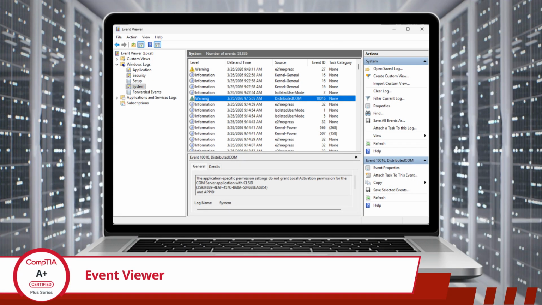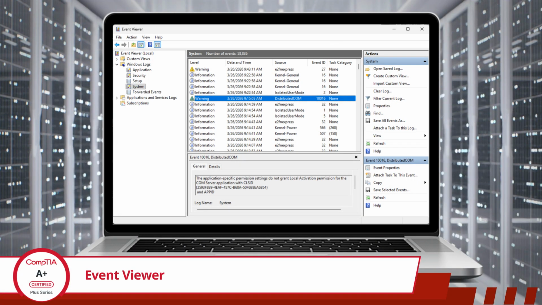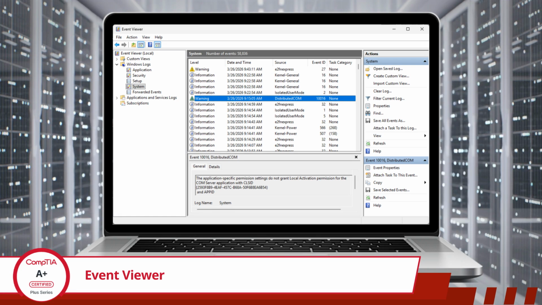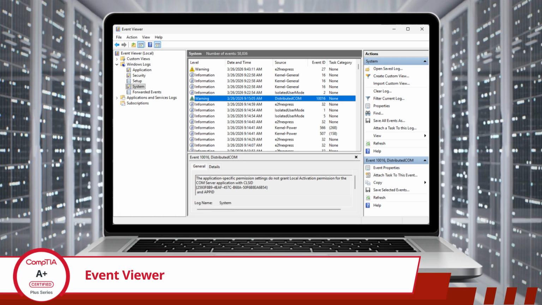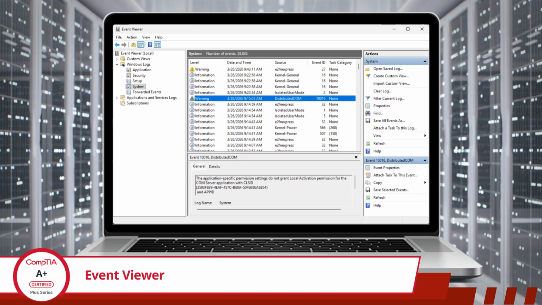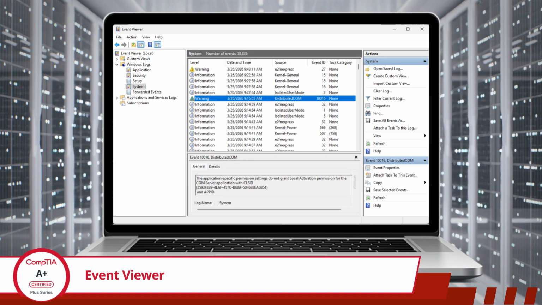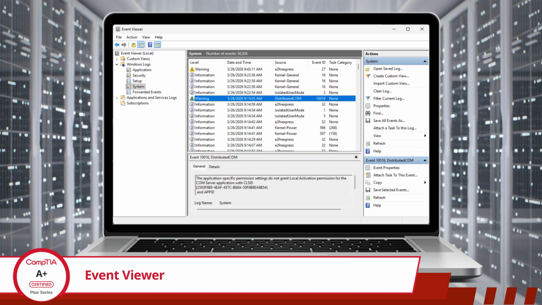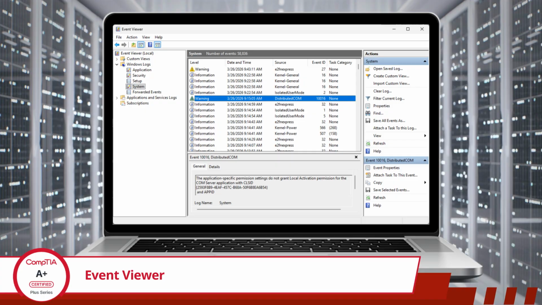Once Event Viewer is open, the next step is knowing where to look. Focus on the appropriate log category depending on the issue. The system log is commonly used for hardware problems, driver issues, and service failures. The application log contains events related to installed software, while the security log records login attempts and access-related events.